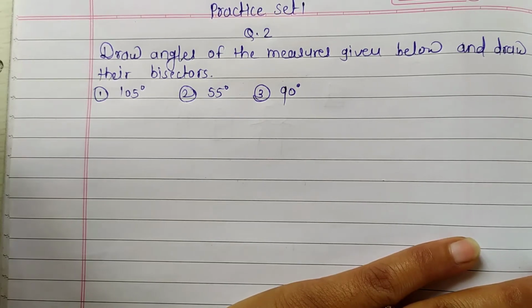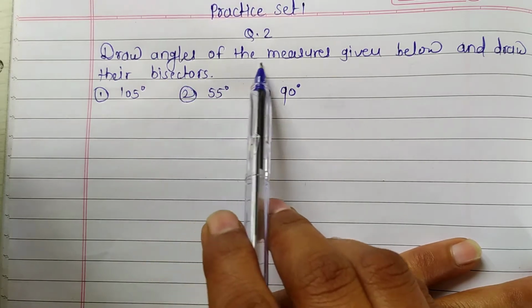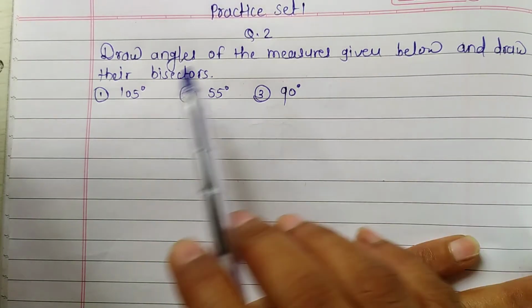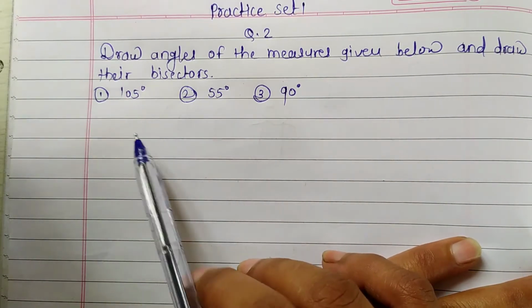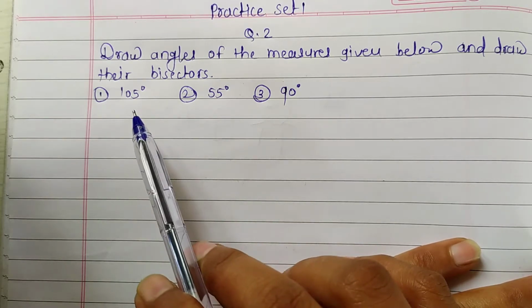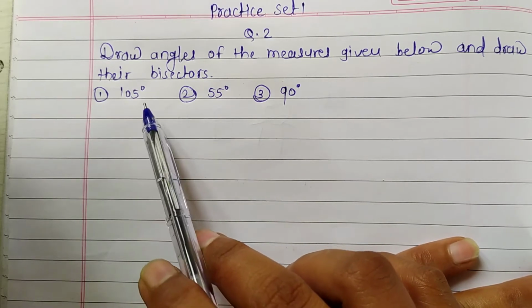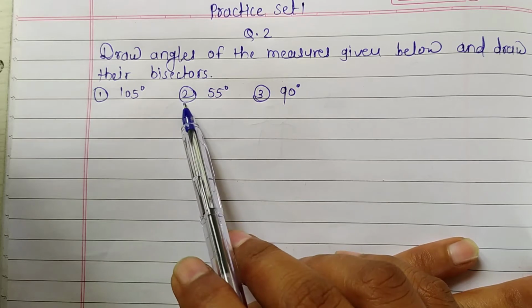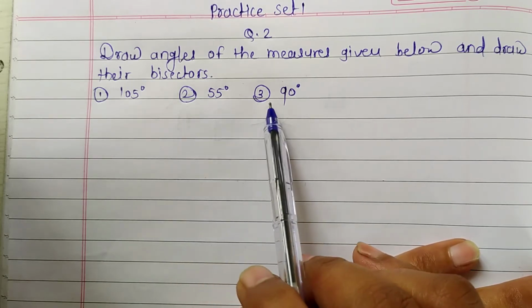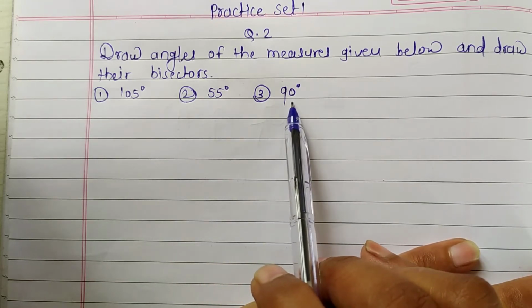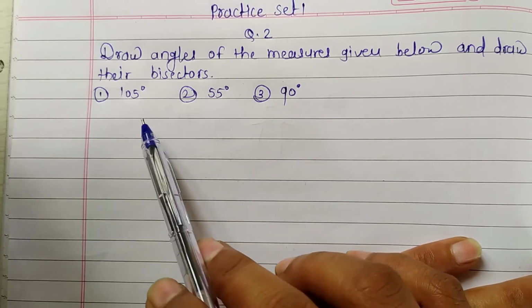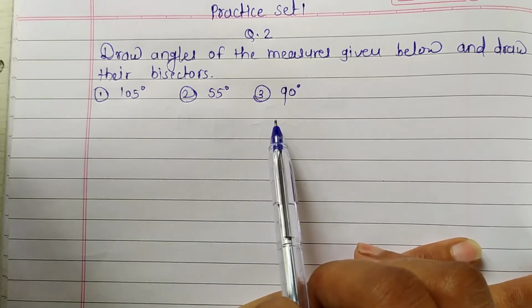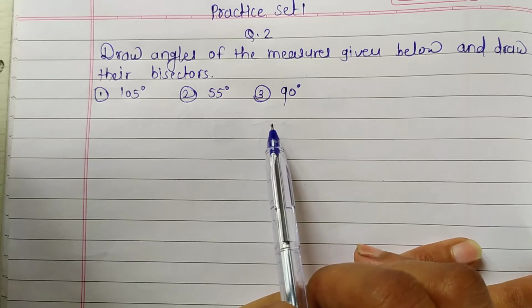The question is, draw angles of the measures given below and draw their bisectors. We have 3 sub-questions in it. The first one is 105 degree, second one is 55 degree, and the last one is 90 degree. We have to draw these angles and also their bisectors.